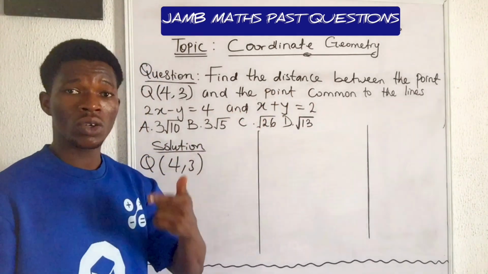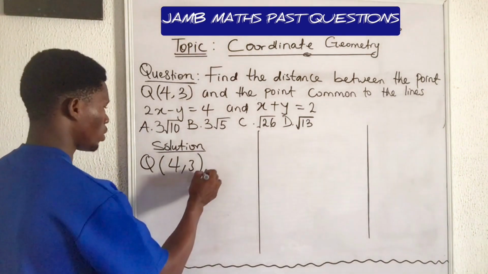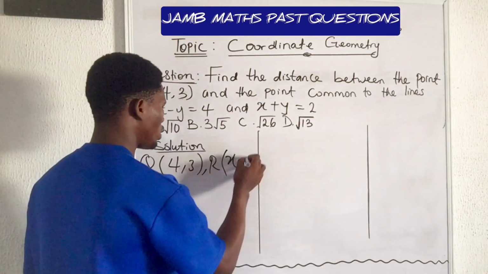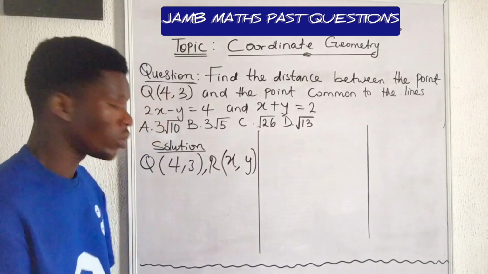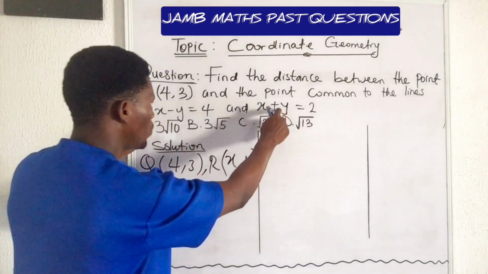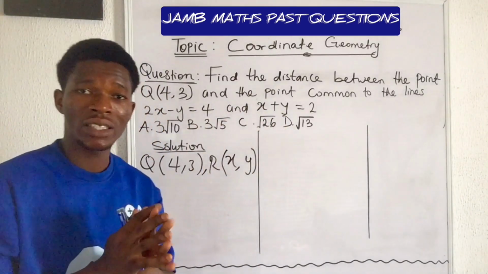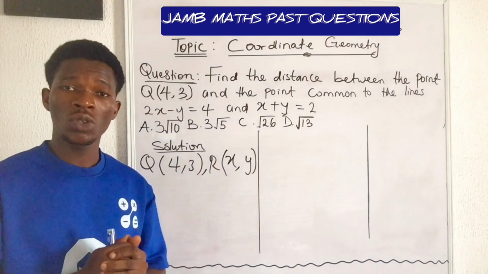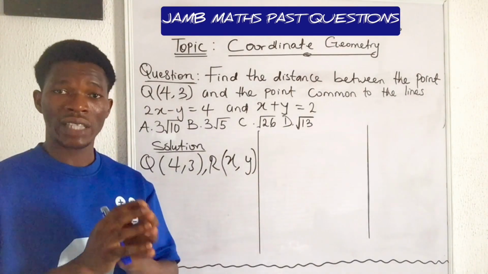So let's call that point R. With what coordinate? We don't know the coordinate, so let's say it's (x, y). This point is the intersection between these two lines. Now, how do we get the intersection between any two lines? It is by solving the equations of the two lines simultaneously.